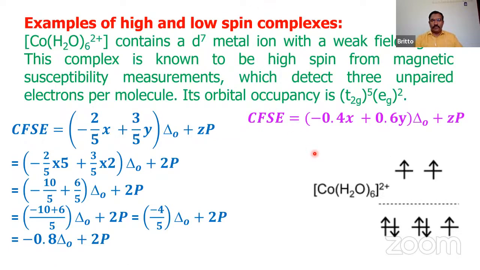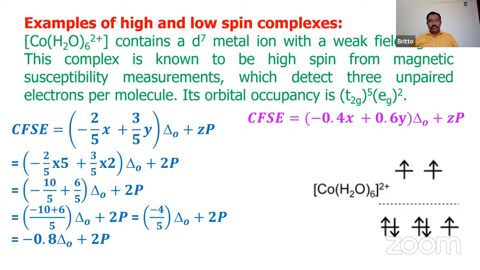Now let us find out the crystal field stabilization energy for a couple of examples. The first one is hexaaquacobalt(II), where the bracket should come to the front. Here the example is cobalt 2, and cobalt 2 contains D7.